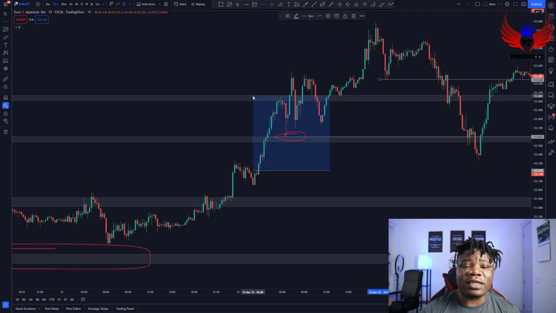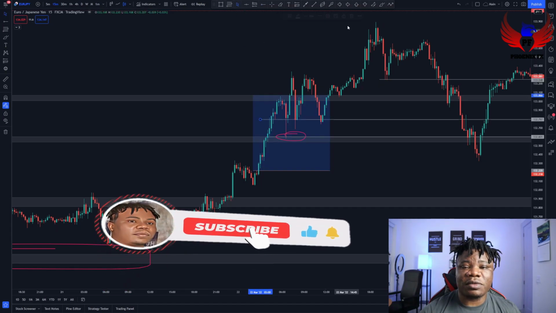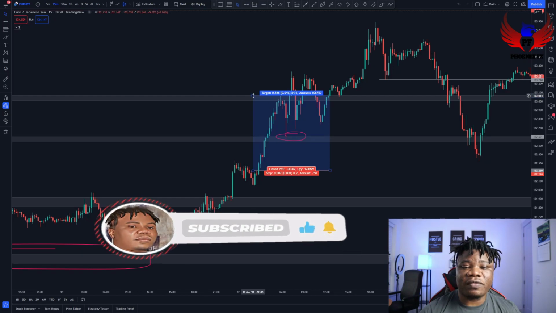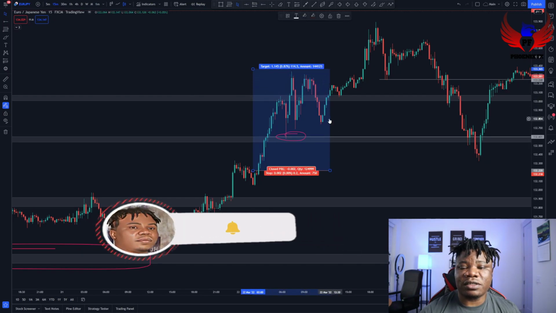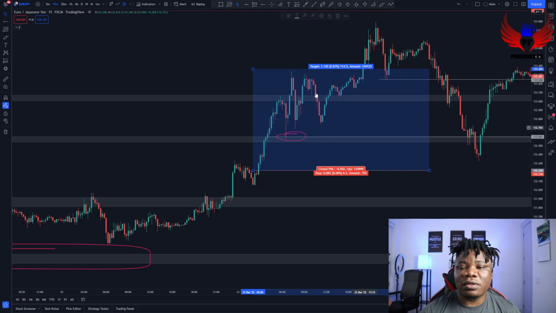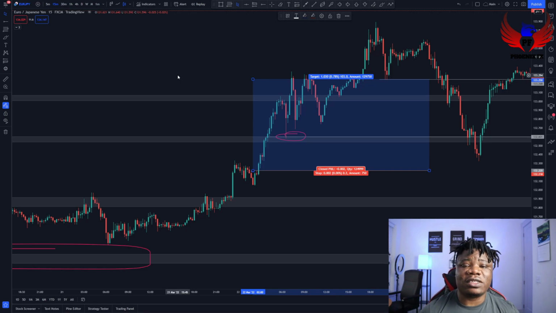So altogether, let me delete this, altogether for this trade you were able to get 103 pips. So let's just say 100 pips. Just look at that, you eventually get 100 pips instead of getting 10 to 20 pips. So this is how you'll be able to compound and grow your account fast.